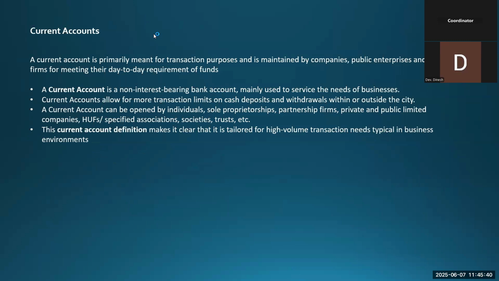Current account can be opened by individuals, sole proprietors, partnership firms, private limited, public limited, HUFs, association, societies, trusts, etc. Have you heard of the term HUF? Hindu undivided family. So that is a separate tax section which is available for such families, which gives some benefits to those families.